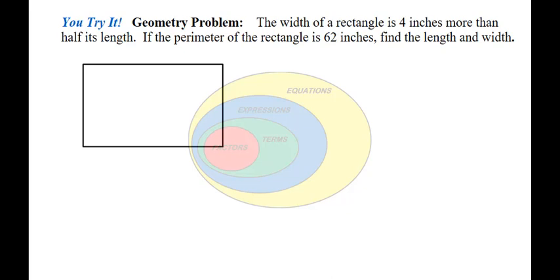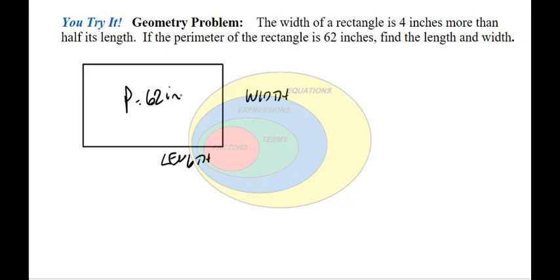Right, so I'm looking for the length and width of a rectangle. The first thing I'm going to do is define what I'm looking for. In this case, maybe I'll call this one the width, and the bottom is the length. The other thing I know about this rectangle is that the perimeter is 62 inches. So I'm just going to put this inside.